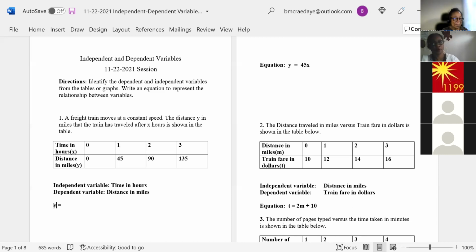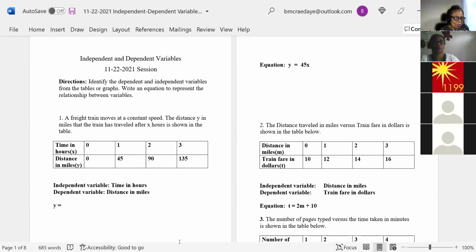Distance was 135, right? Well, the time is 3 hours, and the other one is 135. But how do you go from 1 hour to 45, and then 2 hours to 90? What is the relationship there?